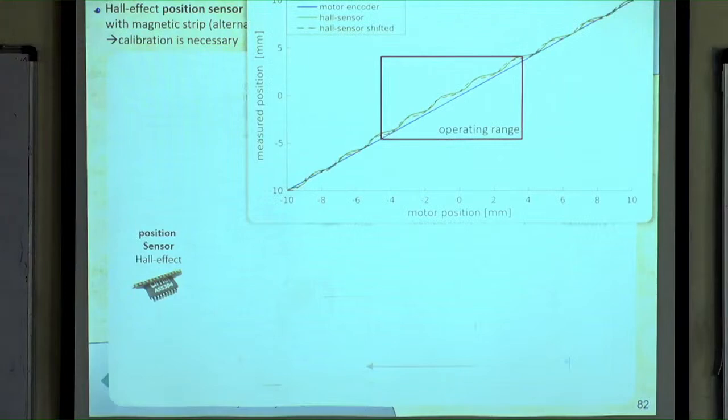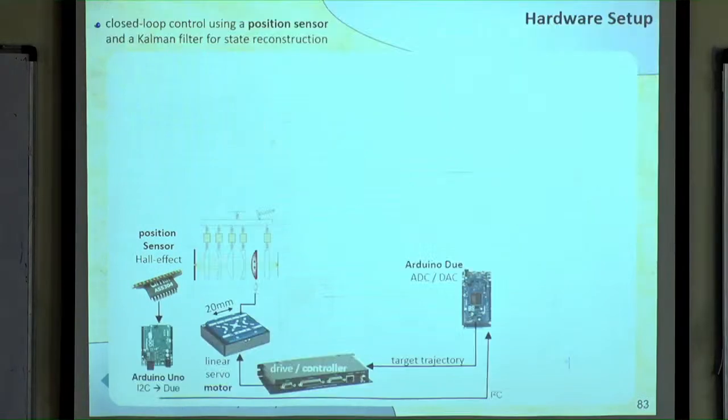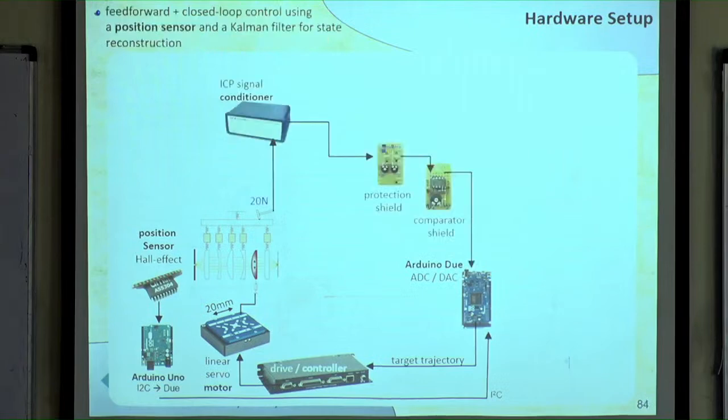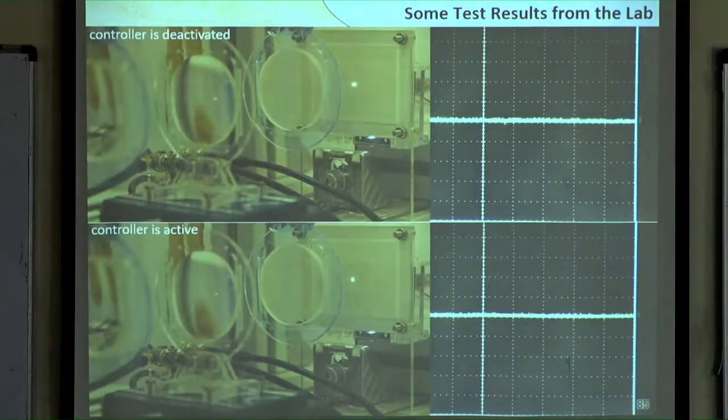There are all these little things. For example, there's a Hall sensor for measuring the distance precisely. It is a magnetic sensor, and so it has a kind of wavy structure like the one here. You have to calibrate it to get nice measurements. You can see these are complicated things to do, but if you do it, you end up with something like this.